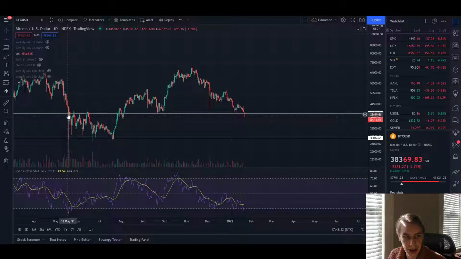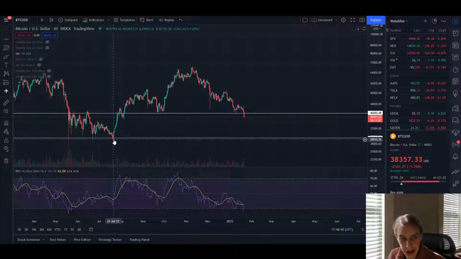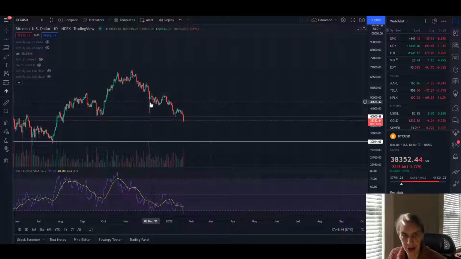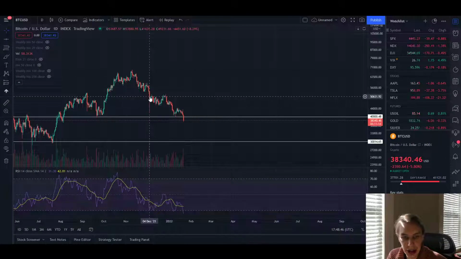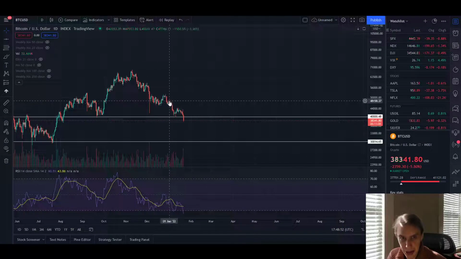deleveraging event here, where a lot of people got liquidated in the derivatives market. And then we traded sideways, had this fake out move to the upside, came back down, and then came back down one final time before being able to move back to the upside. And so if you look at what we saw starting in early December '21, if you squint, you can see a similar pattern playing out here.